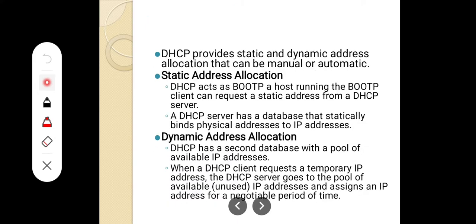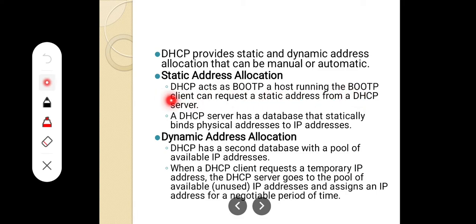Okay, so let us explain DHCP in detail. DHCP provides static and dynamic address allocation that can be manual or automatic. So DHCP can do both, static and dynamic. That is, it can act as the Bootp protocol as well as DHCP. So how does the static allocation happen? We have already discussed it. DHCP acts as a Bootp. During static allocation, DHCP will be acting as a Bootp.